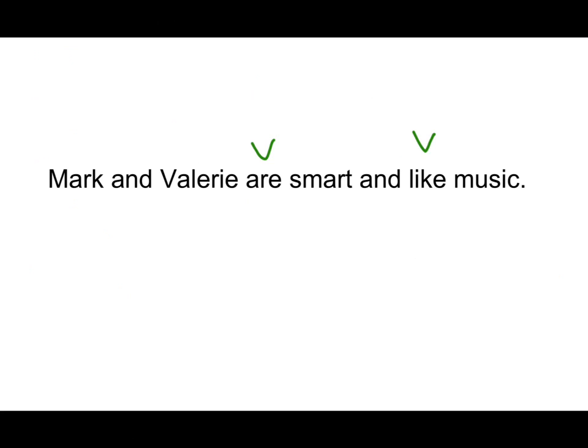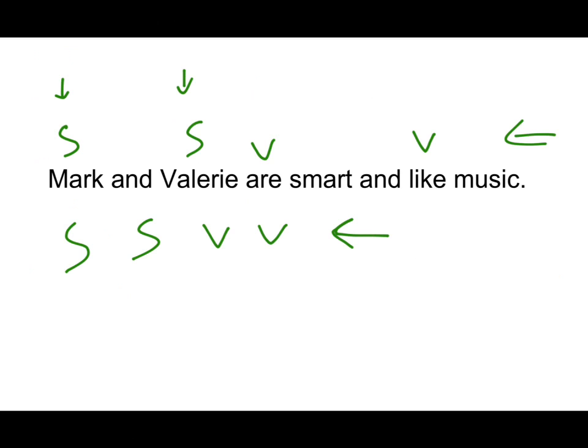Now we ask ourselves who are smart, or what are smart. So who are smart? Mark and Valerie. And who like music? Oh, same people, Mark and Valerie. So we see an S, S, V, V simple sentence. And that is how you make or create simple sentences and mark simple sentences with the S, V, V. If there are any questions, you can always rewind or go back. And you can also ask Mr. Karasak.